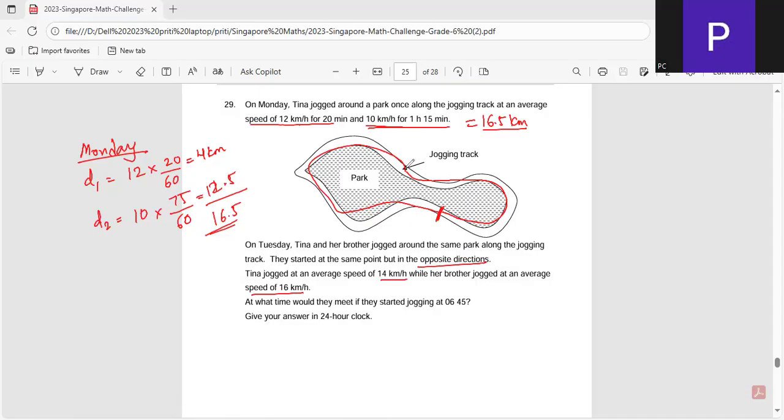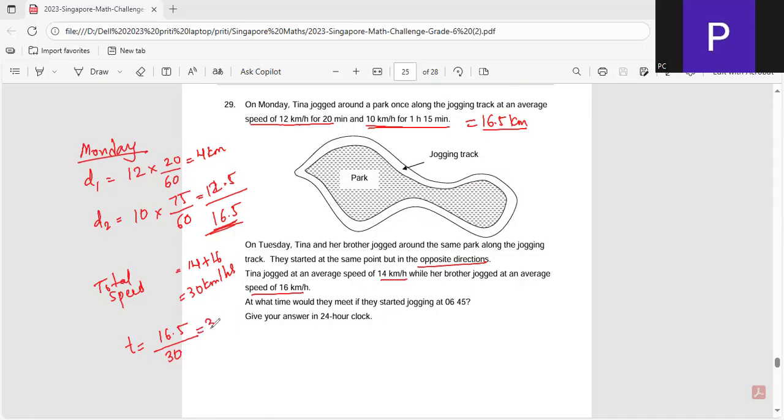For example, Tina started here, and if she's faster, suppose she took 30 minutes, and this guy is a little slower, so this will also take 30 minutes. They start at the same time, meet at a point, and would have covered the entire path. So the total distance is this, and the total speed we have to find. Because they are jogging in opposite directions, we add the speeds, which is 30 kilometers per hour. So the time is distance over speed.